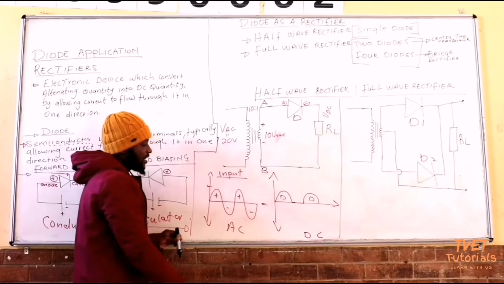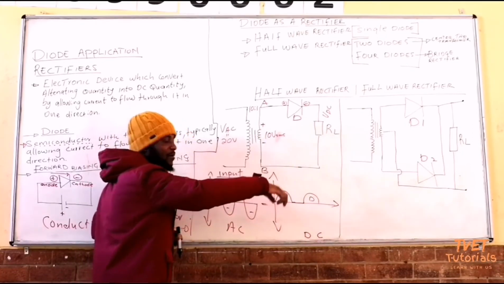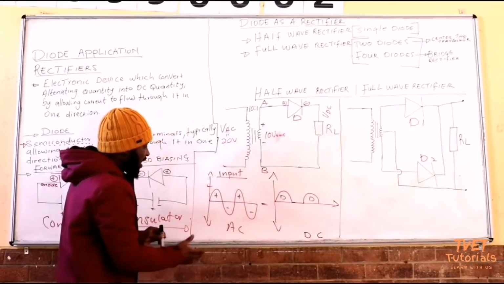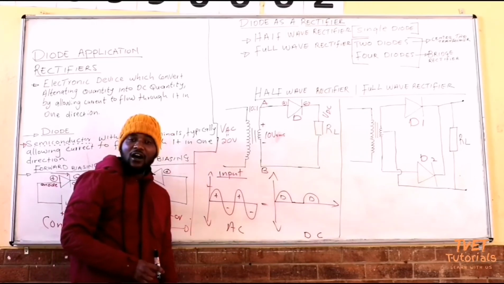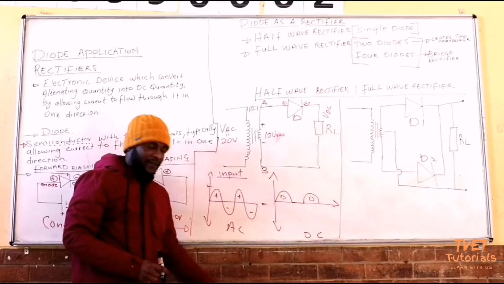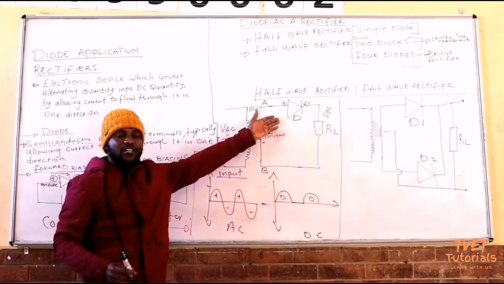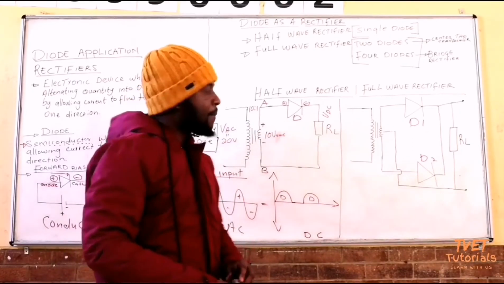Can you see? So it doesn't matter. I can continue here and make more cycles. Can you see that? So you just look at the input and then you remove the negative half waves. That will be your output. This is only applicable if you are dealing with a half wave. Let's now move on to a full wave.